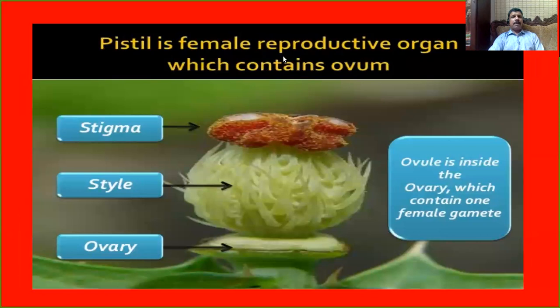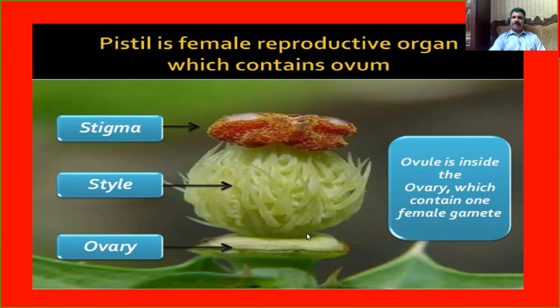The pistil is the female reproductive organ. It contains three regions. This is the stigma, this is the style, and this is the ovary. Okay, stigma, style, and the ovary. Inside the ovary, the ovules are there. Inside the ovule, the female gametes are there. Is it clear? Dear students, just after the fusion between male gametes and female gametes, this ovary will be converted into the fruit and the ovules will be converted into seeds.